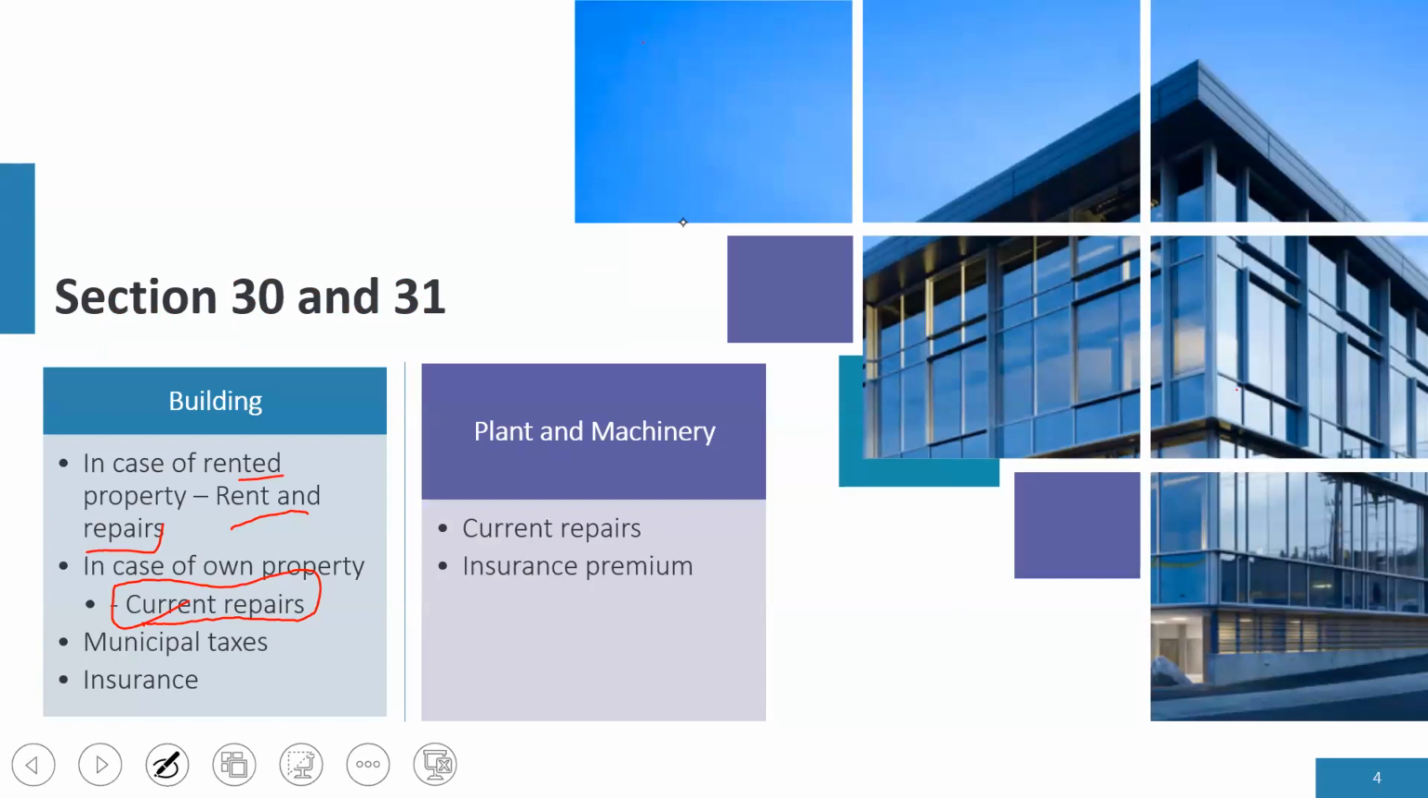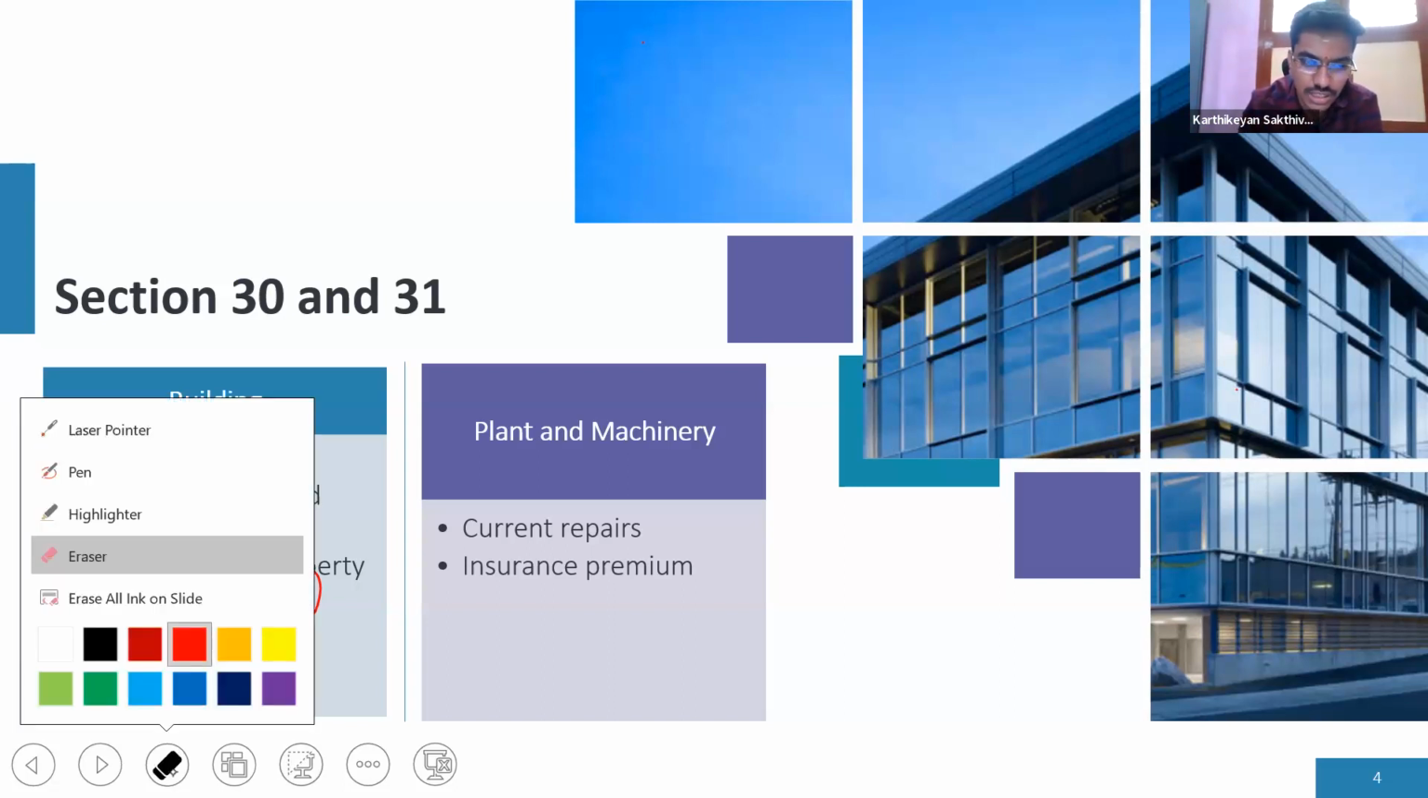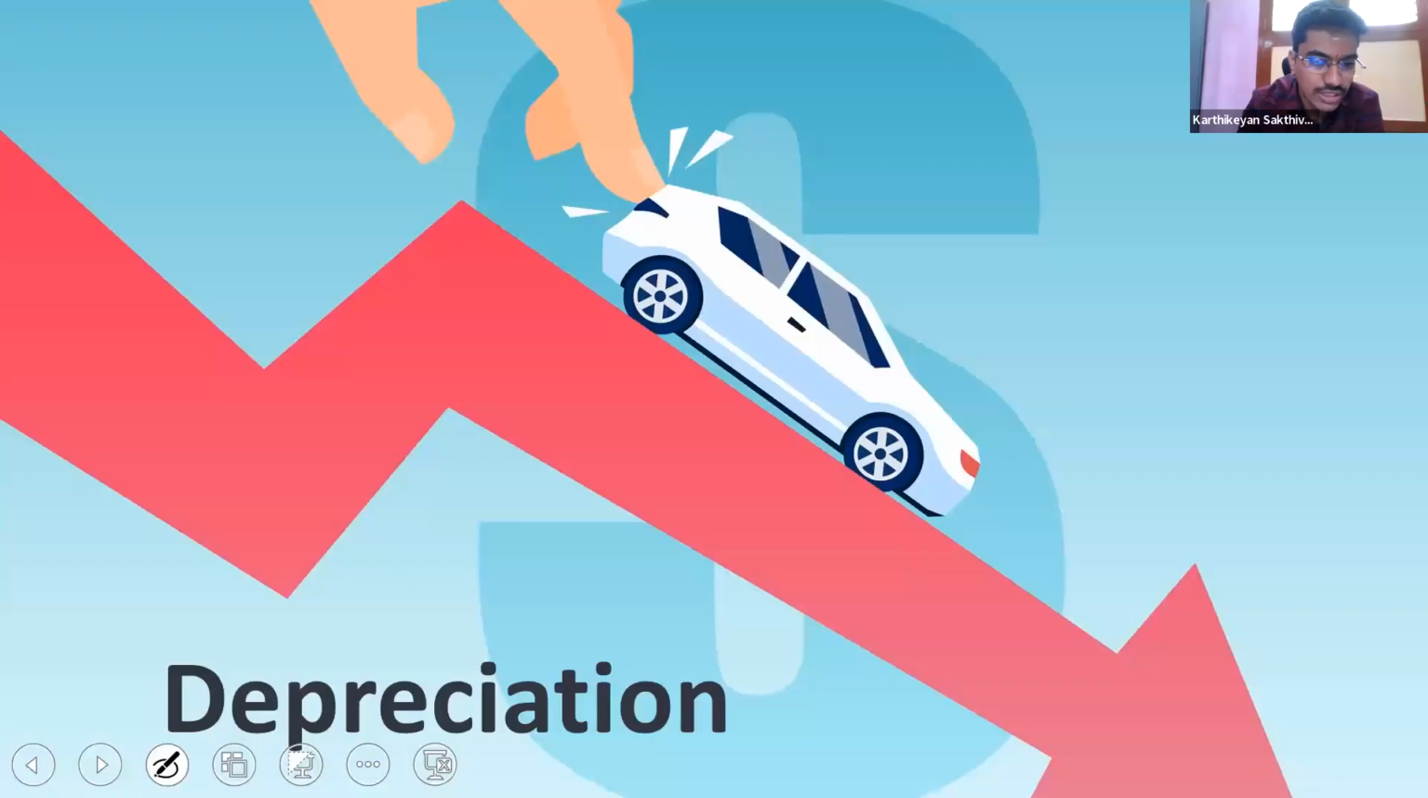Okay, sir. Super. So in case of building, this is the one. In case of plant and machinery, current repairs and insurance premium can be claimed as deduction. Here municipal taxes can be claimed as deduction, insurance can be claimed as deduction. Right. So next is depreciation.